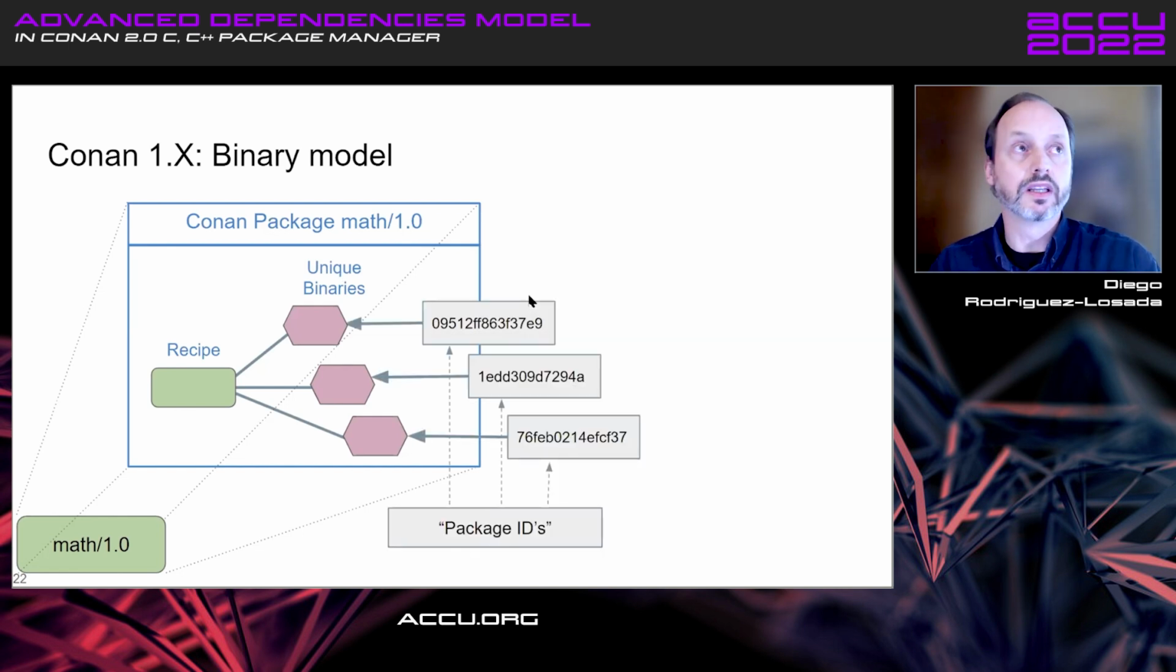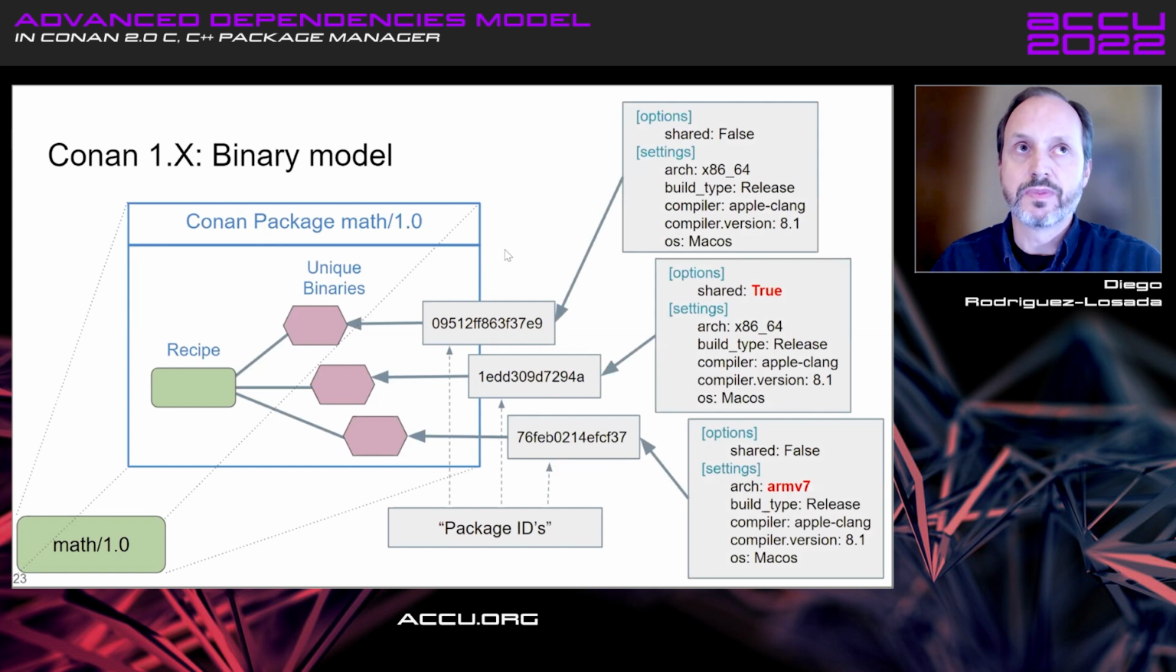Every time we build with a different configuration, we are going to get a different binary. Those binaries are identified by what we call the package ID. The package ID is basically a hash. It's the SHA-1 checksum of this. Okay, this is the configuration. A bit simplified, but the idea is there.